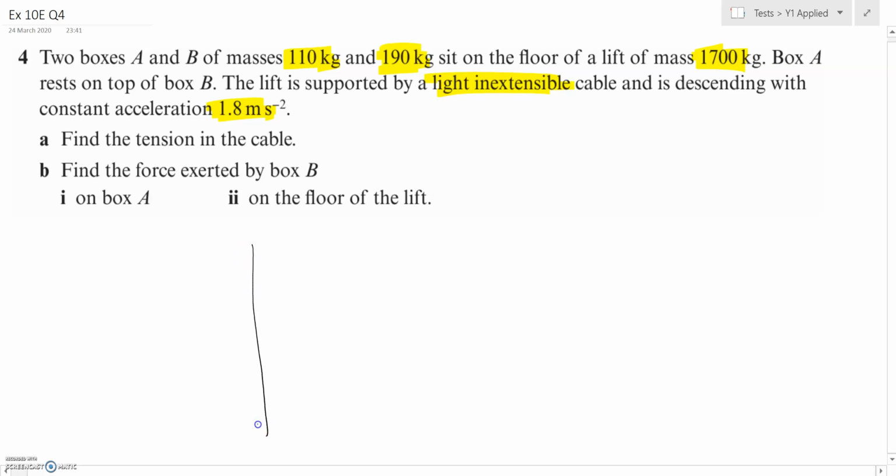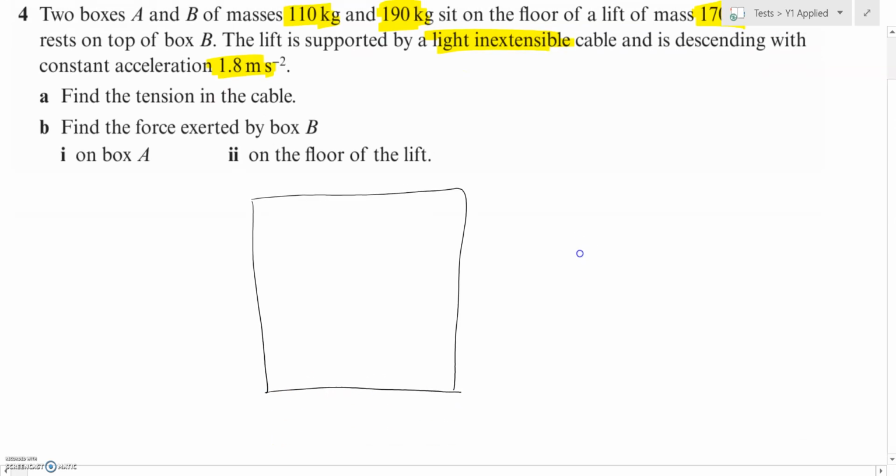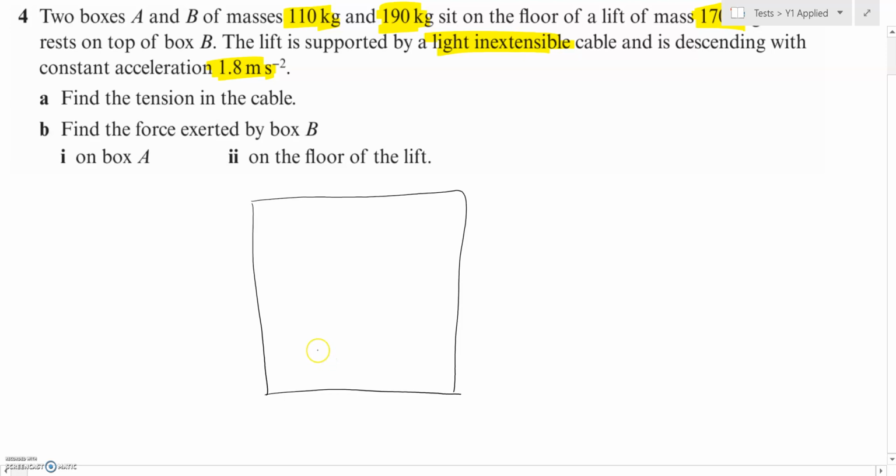So let's draw this. There's my lift, and then you've got box A on top of box B. I'll make my box B a little bit bigger. So there's box A on top of box B. Box A has a mass of 110 kilograms. Box B has a mass of 190 kilograms. And the lift has a weight of 1,700 G.